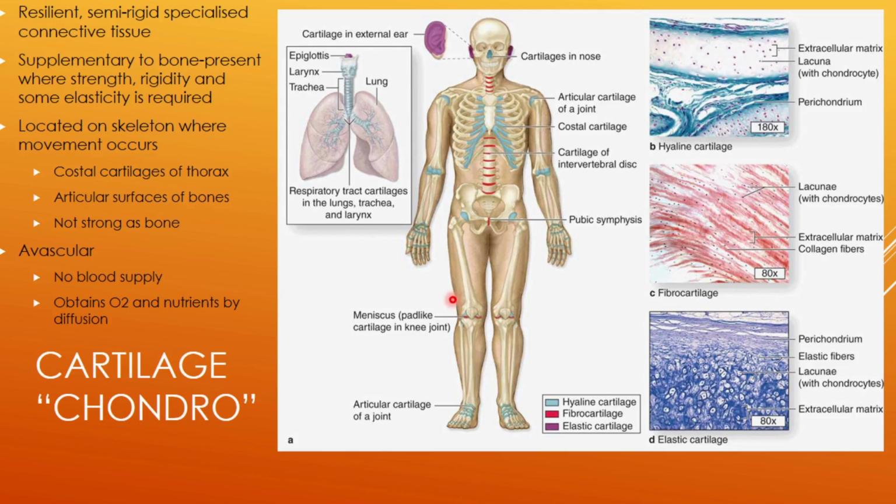We'll also find it in the menisci of the knee. So those pads that lie within the knee joint are also formed of fibrocartilage. And then the third and final type is elastic cartilage, and this is found in the ear and the epiglottis.